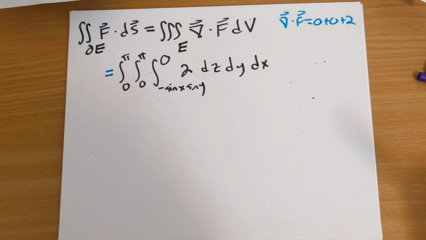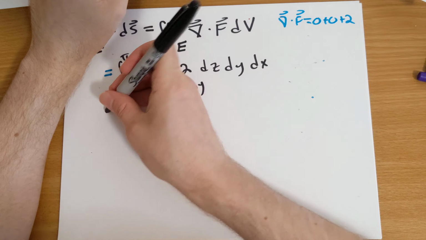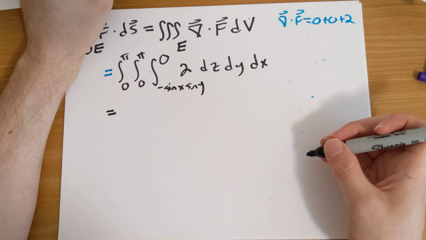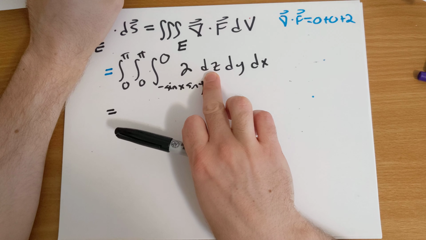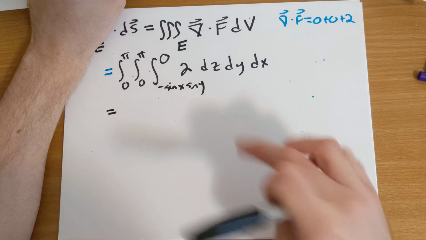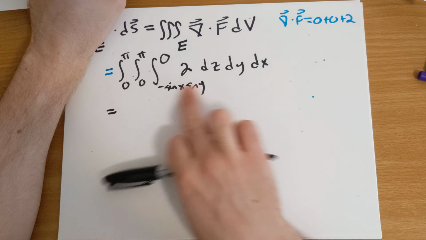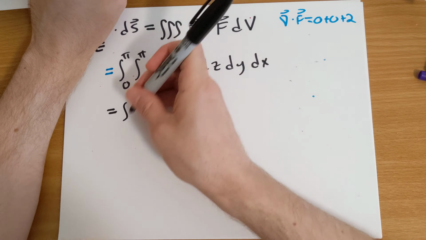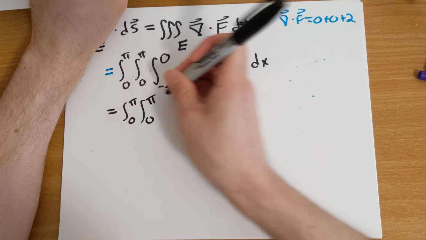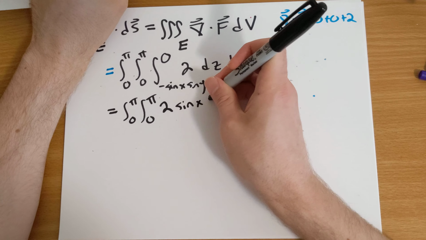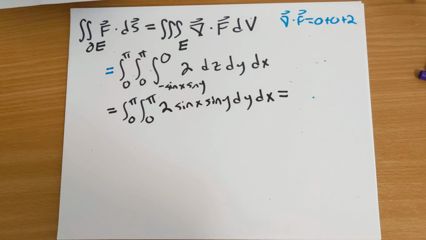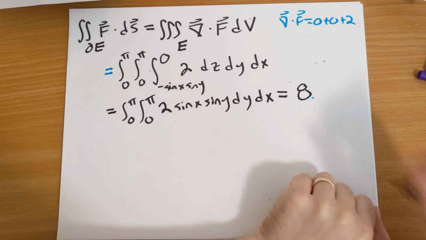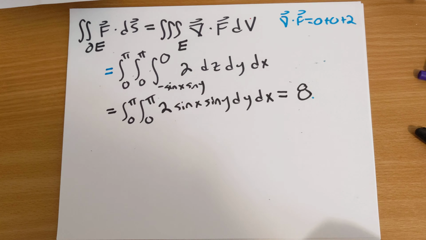And so if you crunch this out, you will end up with, so first off, when we integrate with respect to z, we just end up with a factor of z thrown in, plug in 0 will give us 0, minus what we get when we plug in the negative sine x sine y. And so this will be 2 sine x sine y here, dy dx. And so this ends up, again, I will skip the details, this ends up as 8.